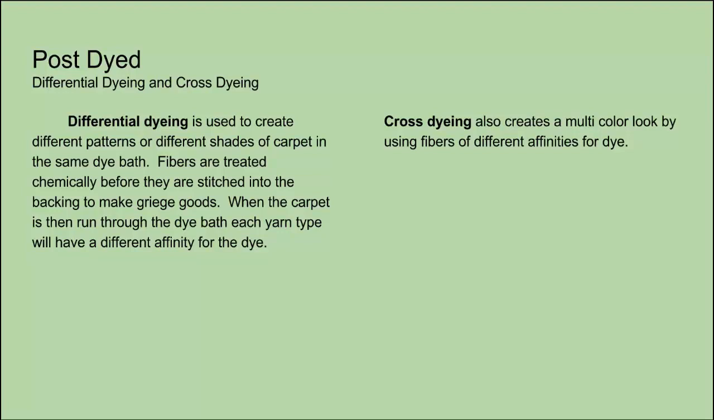There's a couple other post-dyeing techniques, and both of these are going to be used to create different patterns, different shades in the carpet from the same dye bath. In differential dyeing, the fibers are treated chemically before they're stitched into the backing to make the gray goods. When the carpet is run through the dye bath, each yarn type is going to have a different affinity for the dye, so you're going to have a different pattern. And cross dyeing also is creating a multicolor look using fibers of different affinities for dye.